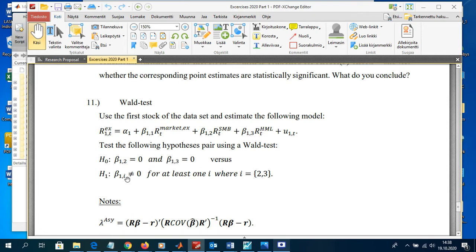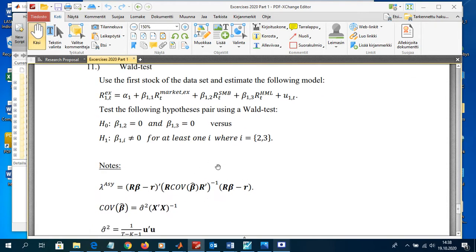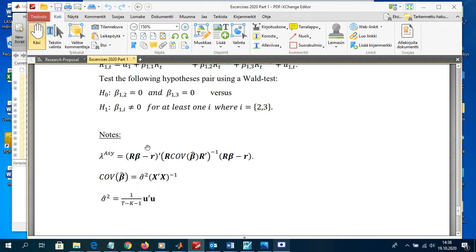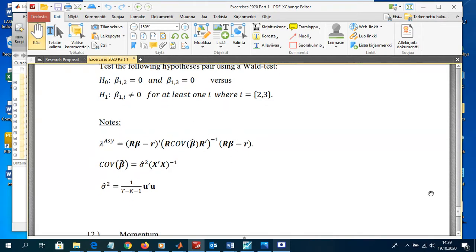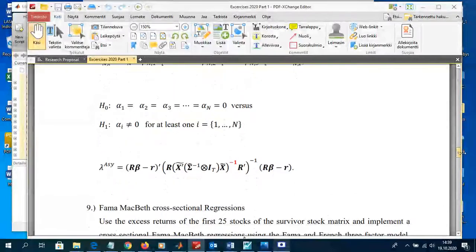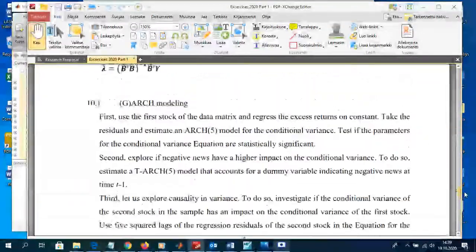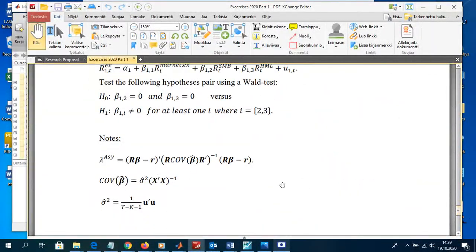Under the alternative hypothesis, at least one of these parameters is unequal to 0. So again, because we are testing two parameters here, the corresponding test statistic is distributed as chi-square with 2 degrees of freedom under the null hypothesis. So that's the formula here. It's obviously very similar to what we have encountered earlier for the multiple equation model. Now we have basically the same formula for the single equation model.